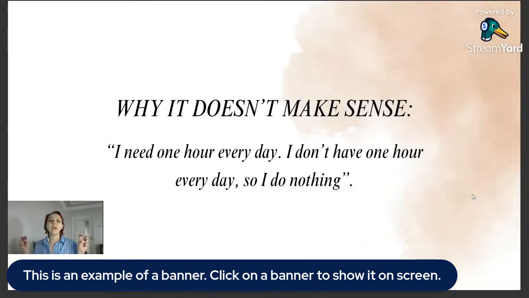Why doesn't it make sense? Number two, I need 1 hour every day, but I don't have 1 hour every day, so I do nothing. That's super comfortable, right? That's a perfect excuse. In people's mind, they need 1 hour every day. That's the very template thinking. Like, yes, I need 1 hour. Maybe not every day, maybe two hours a week, like one hour twice a week. But I don't have this time, so I can just relax and do nothing.